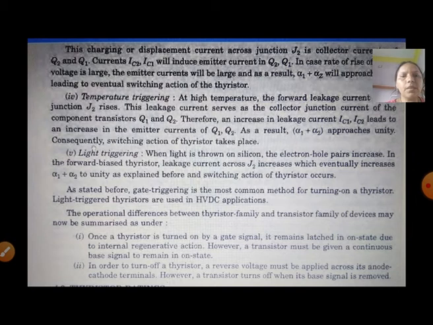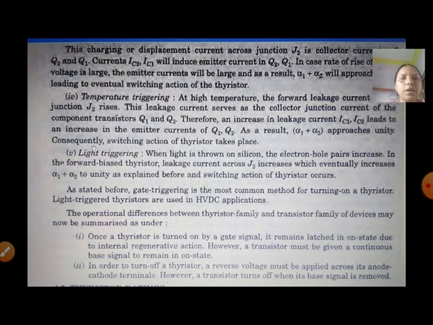So gate triggering is the most common method for turning on a thyristor, and light triggered thyristors are used in HVDC applications. I already told you we can use the gate triggering method with the light triggering method also. That means we can use both gate and light triggering combinations. So its application is HVDC application.